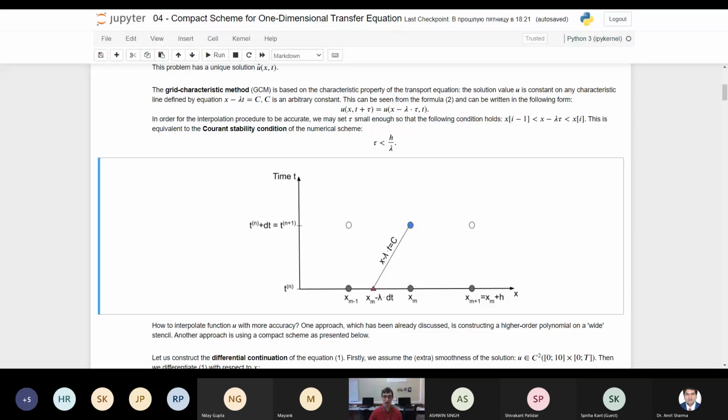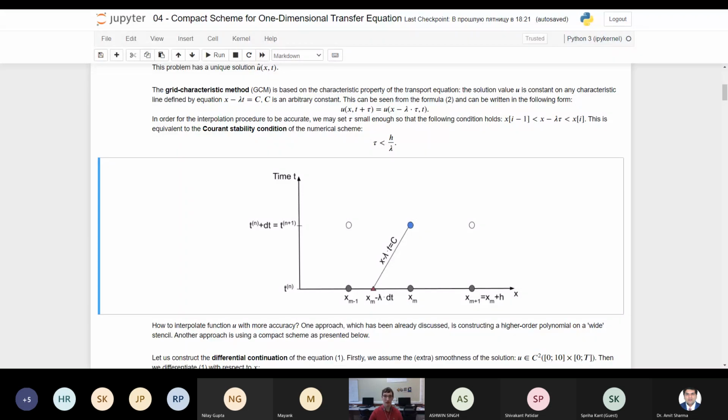Basically, I'm just repeating what you already know about the grid characteristic method. Also, as you know, one of the very important properties of finite difference schemes is stability. And in order for this scheme to be stable, the current stability condition has to be satisfied.